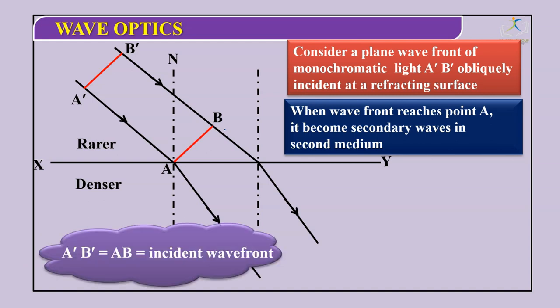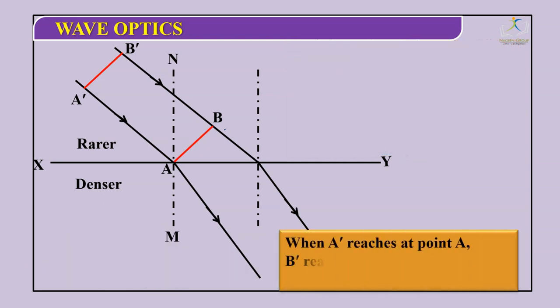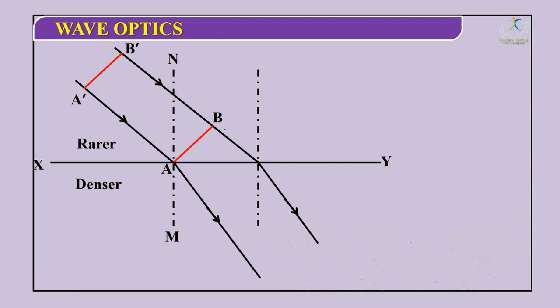So A'B' is equal to AB, which is the incident wavefront. And when A' reaches point A, B reaches point B, and B needs extra time t to reach the XY plane.